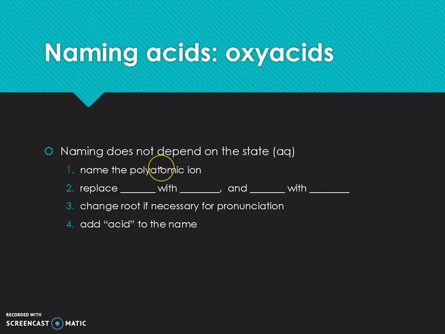not. So if you see something that is an oxyacid, then you're going to name the polyatomic ion, replace ATE with IC. Remember, I ate something icky, and then replace ITE with OUS. If you need to change the root for pronunciation, change the root, such as sulfuric acid. We don't want it to be sulfic acid. It sounds funny. And then we add acid to the end of the name because we want to let everybody know that it's an acid.